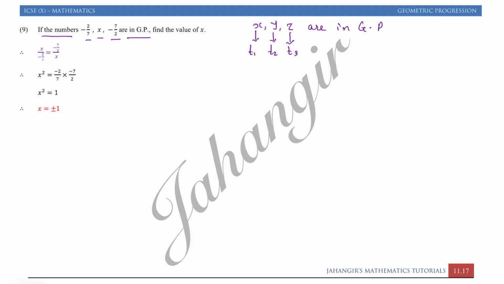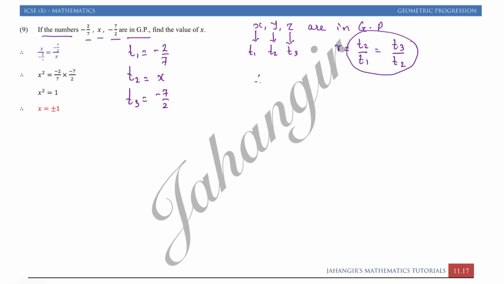So here what will happen? If we have to find the ratio, the ratio is either T2 upon T1, that is equal to T3 upon T2. Both should be the same because it's in GP. So this is the property of geometric progression. Here we will use the same property. Here the first term is minus 2 by 7, the second term is x, the third term is minus 7 by 2. So therefore T2 upon T1, that is x upon minus 2 by 7, is equal to T3 upon T2, that is minus 7 by 2 upon x.